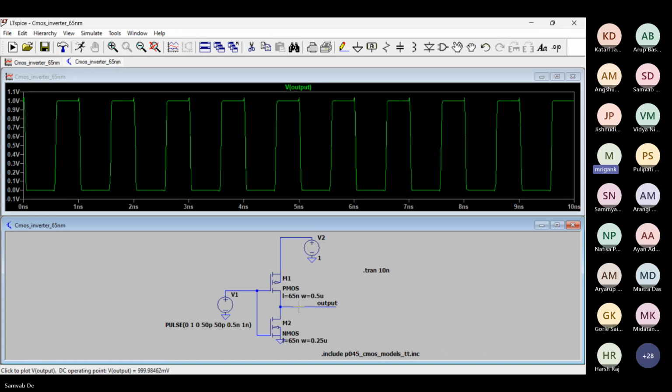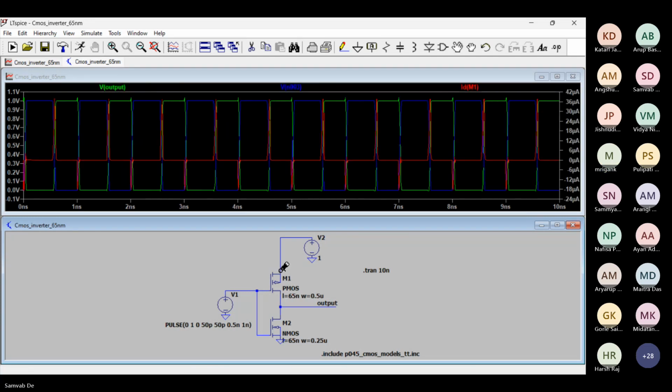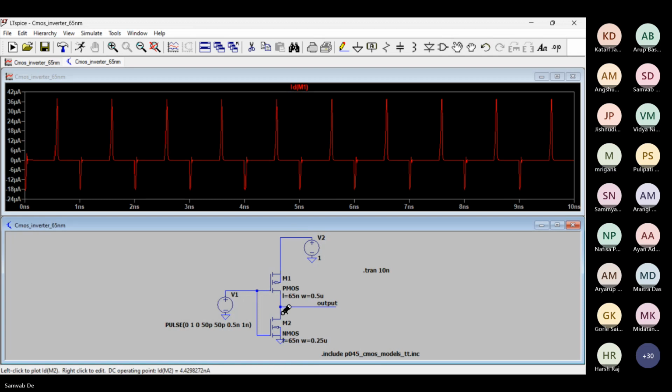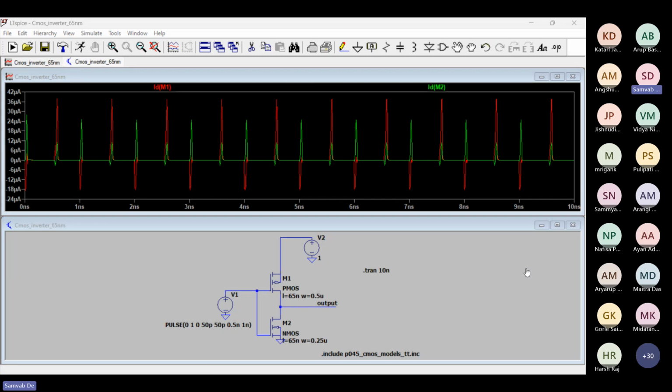So this is the output waveform, and the input we cannot see, so you can plot both of them. Now input and output both are visible. And what about the current? Have you plotted the currents of the PMOS and NMOS? And the NMOS. These are the currents, sir. Yes. So now you can see the PMOS and the NMOS current. Plot the input waveform as well.